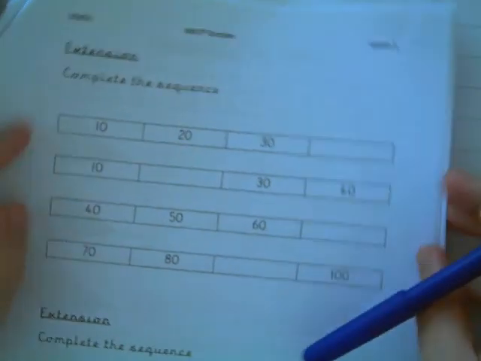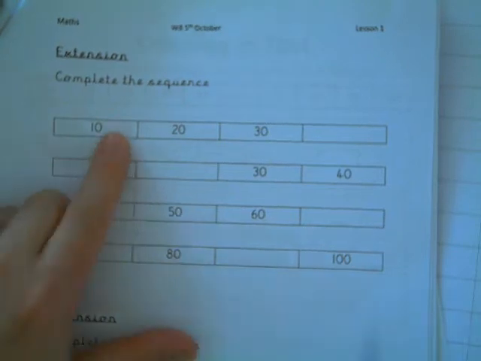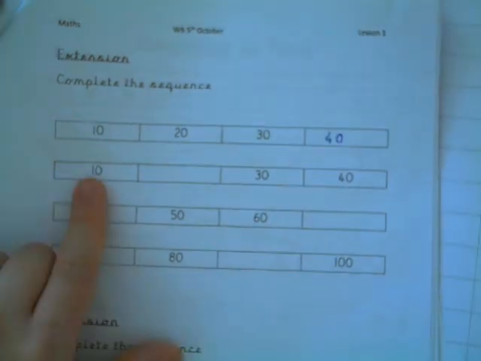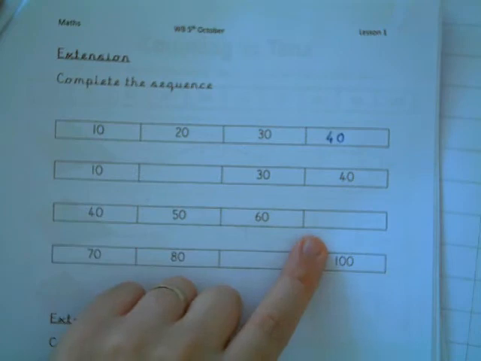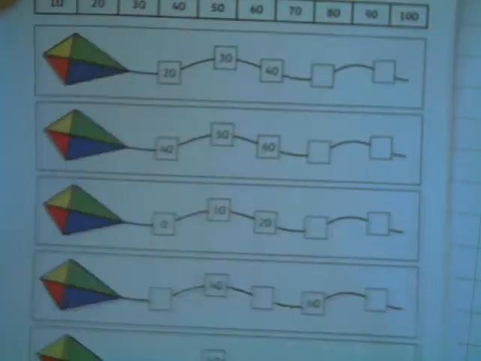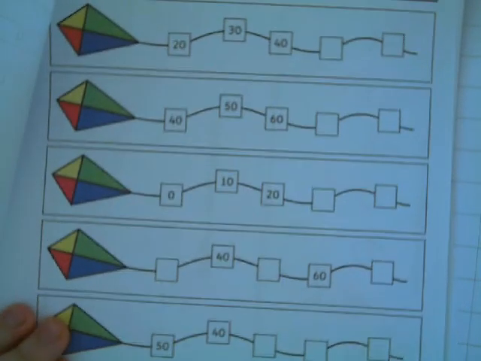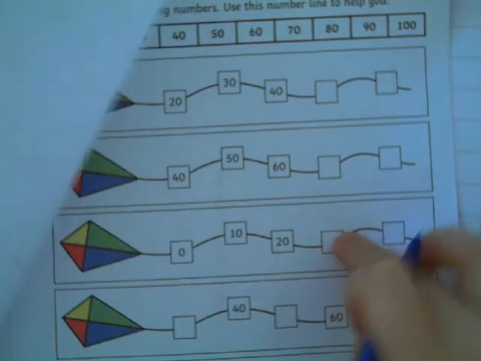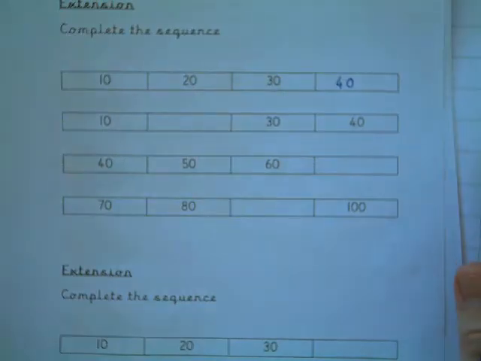Okay. Once you've done that, there's two challenge sheets for you to do here. This first one is complete the sequence, so putting the missing 10s there. So 10, 20, 30, oh, what comes next? 40. Have a look at the next one. Missing number, okay? So have a go at that, and then have a go at filling in this sheet as well with the missing 10s. Okay, once you've done that, I'll go through the answers with you. So pause here, do this sheet, and I'll go through the answers for you afterwards.